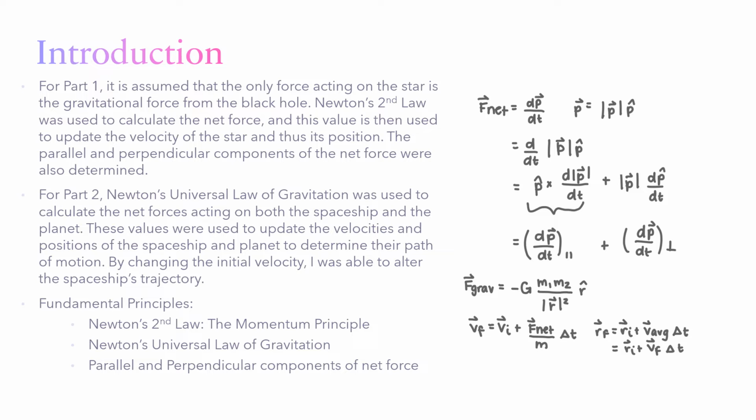For part 2, Newton's universal law of gravitation was used to calculate the net forces acting on both the spaceship and the planet. These values were used to update the velocities and positions of the spaceship and the planet to determine their path of motion. By changing the initial velocity, I was able to alter the ship's trajectory. The fundamental principles used in this lab were Newton's second law, Newton's universal law of gravitation, and the parallel and perpendicular components of net force.